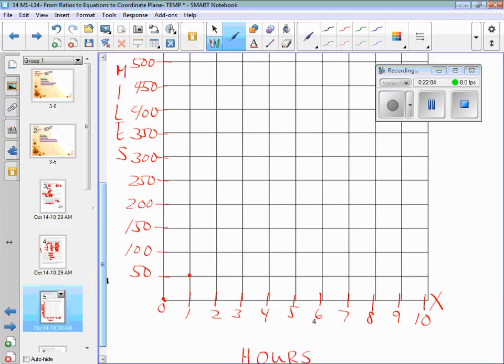Do that for the remaining ratios. 2 to 100, 3, and 150. And follow suit until all 8 ratios are plotted.